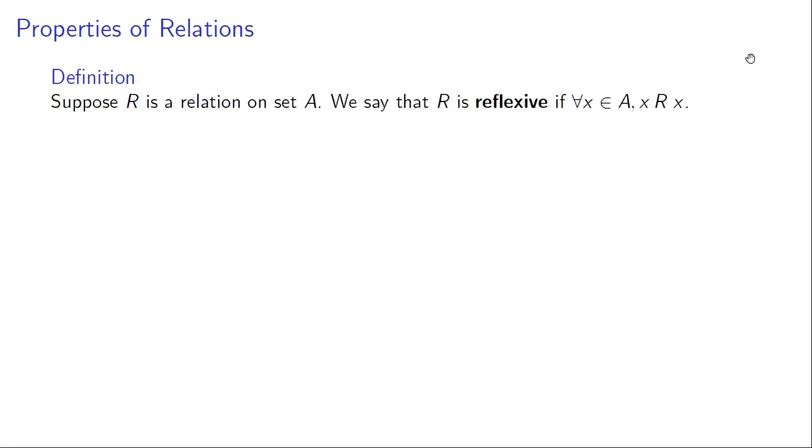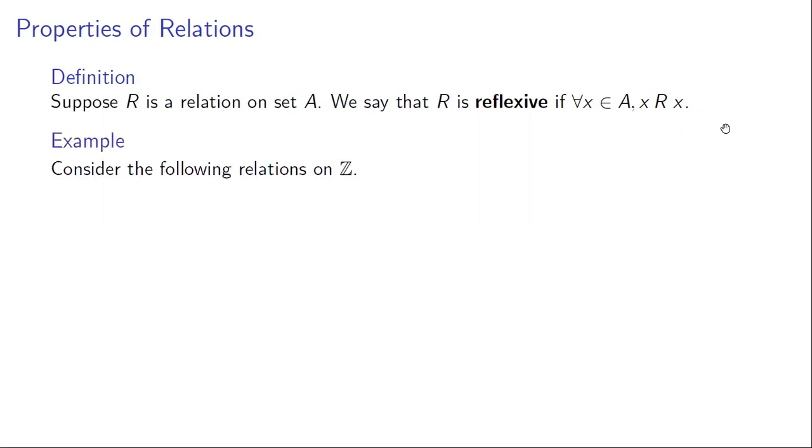We say that R is reflexive. That's what we want to define. What does it mean to be reflexive? R is reflexive if for all x in A, x is related to x. This is saying that the relation is reflexive if it relates every element of A to itself.